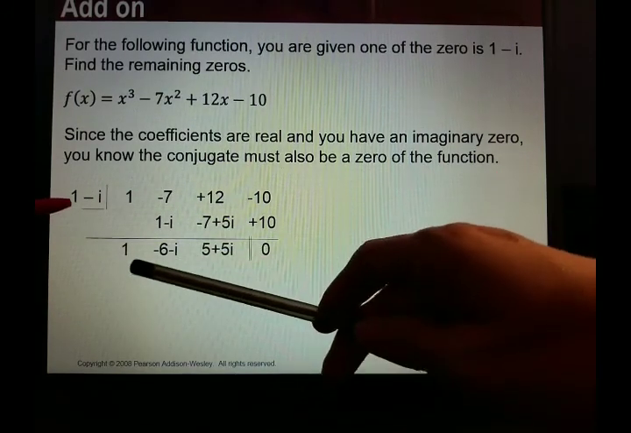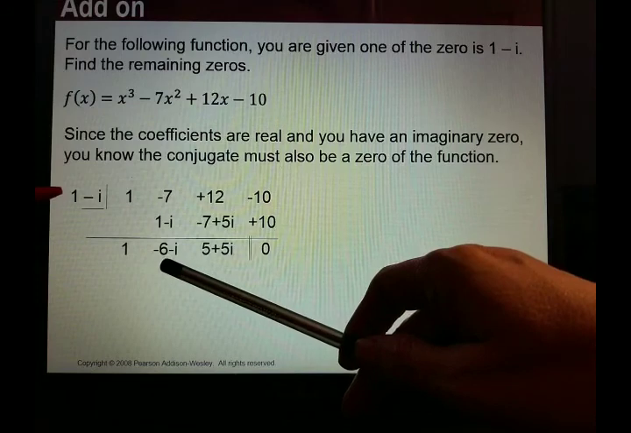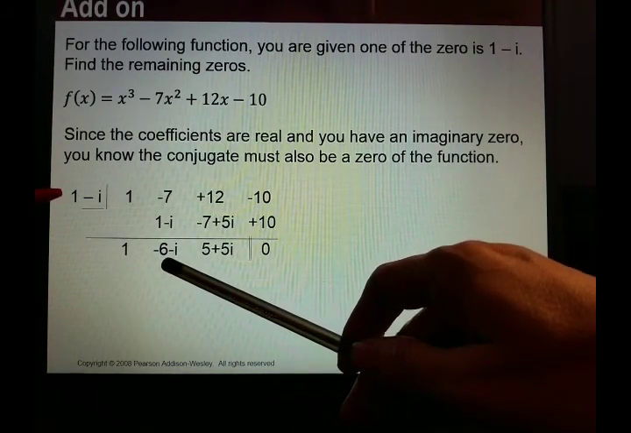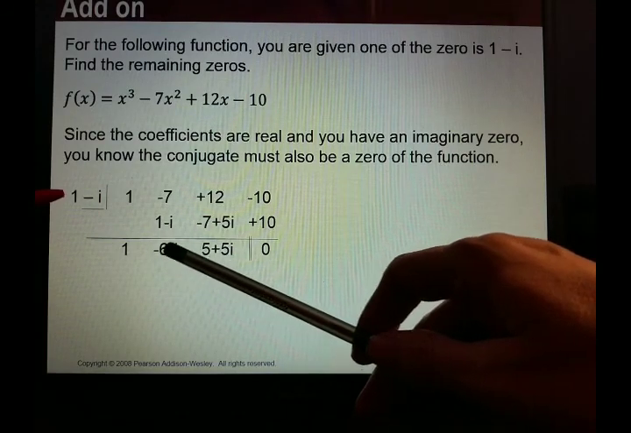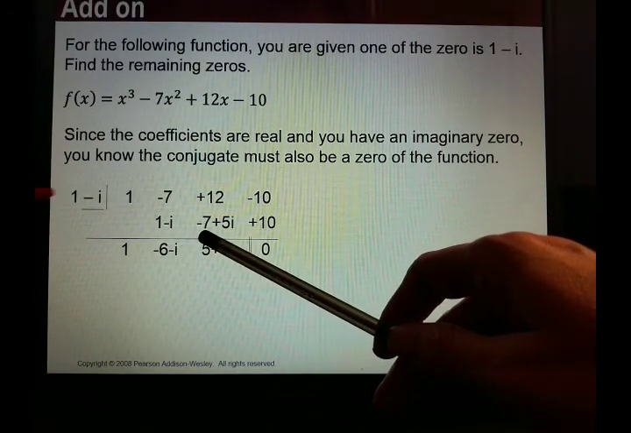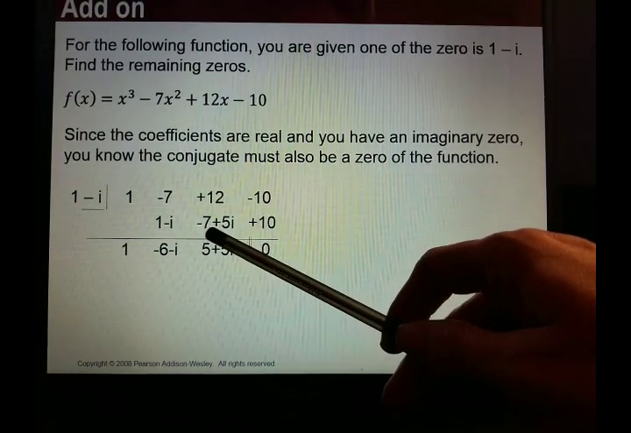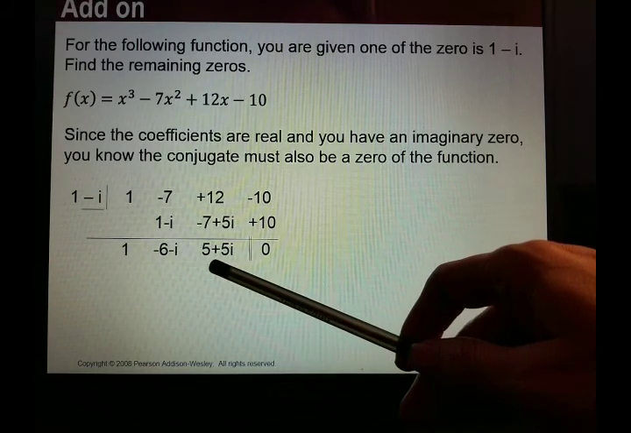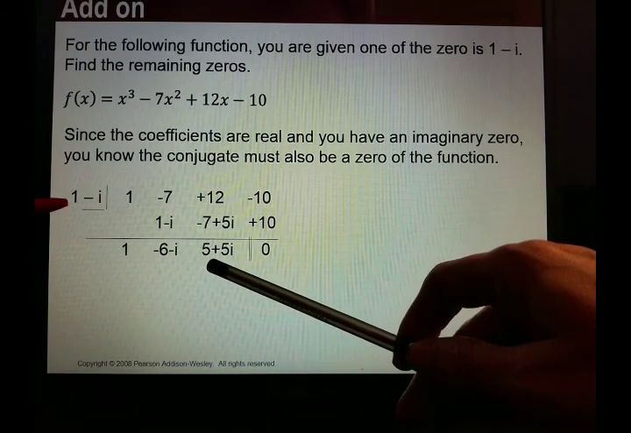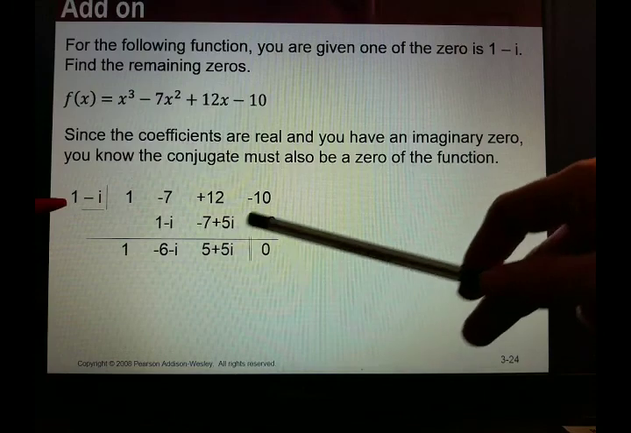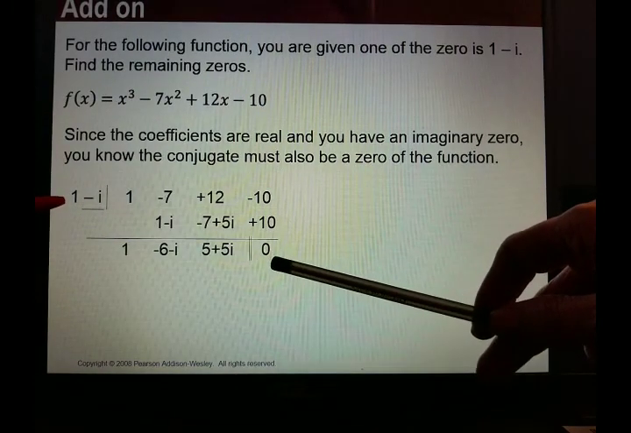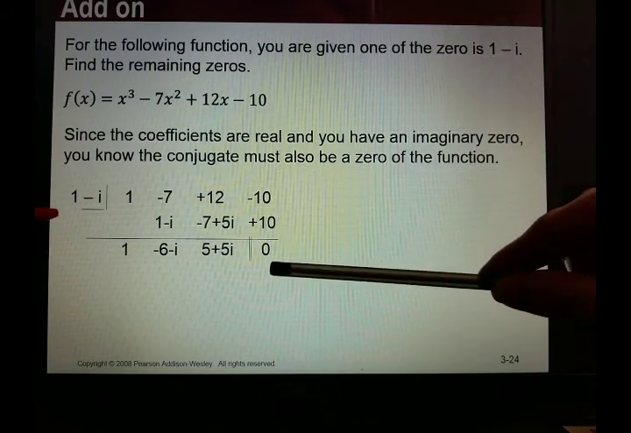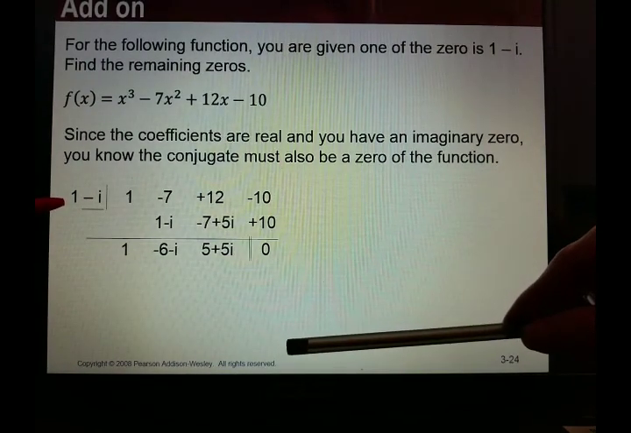Now when you go to multiply these two right here, you're going to do your foiling or your boxing. Again, you're going to take -6 minus i times 1 minus i. You foil or box it out, it would give you -7 plus 5i. You add 12 plus -7 plus 5i, that's going to give you 5 plus 5i. Multiply 5 plus 5i with the 1 minus i. Again, foil or box, that would give you 10. When you add those together, you get 0. Now remember, they told you one of the zeros was 1 minus i, so that should give you a remainder of 0 for this to be a 0 of the function.